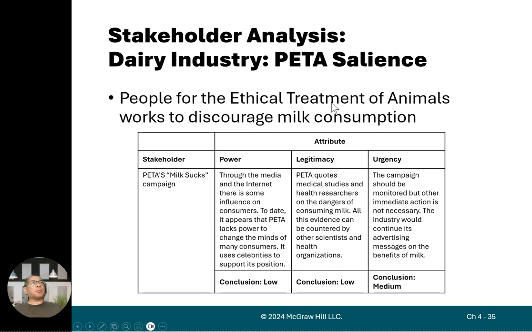People for the Ethical Treatment of Animals, for example, PETA. Excuse me, let me just get a sip of water. People for the ethical treatment of animals work to discourage milk consumption. So let's say the stakeholder is PETA, with the Milk Sucks campaign through media. The conclusion for legitimacy is low. Urgency, the conclusion is medium. Okay, PETA.